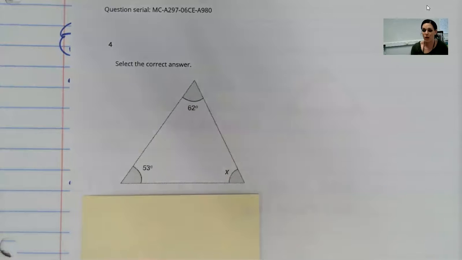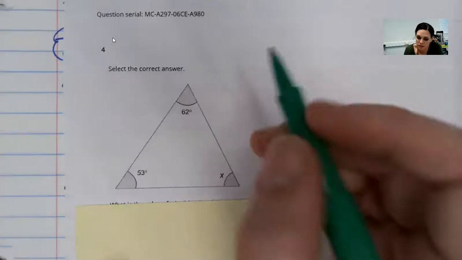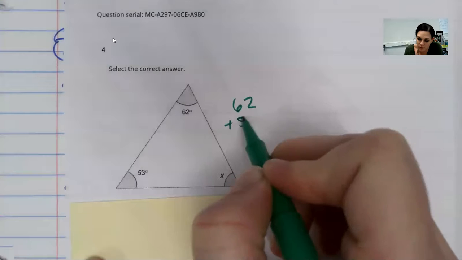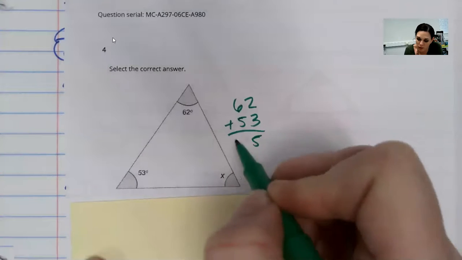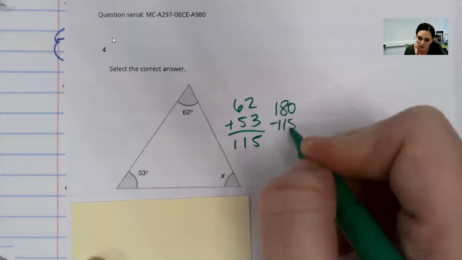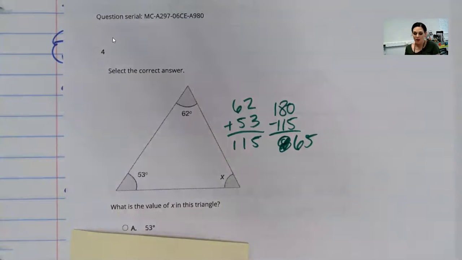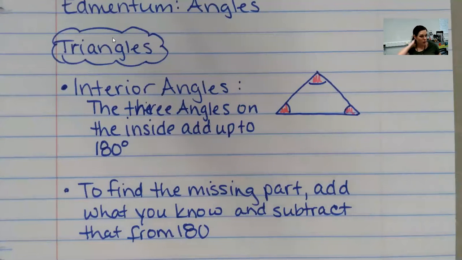Remember, it has to add up to 180 degrees. So in this problem, we take 62 and add 53 to it, which gives us 115. Then we do 180 minus that 115. So we would have gotten 65. I don't know why I wrote an 8. So for interior angles, we basically got it. There's this understanding of add them all and subtract. It's just that base understanding for what you're doing.